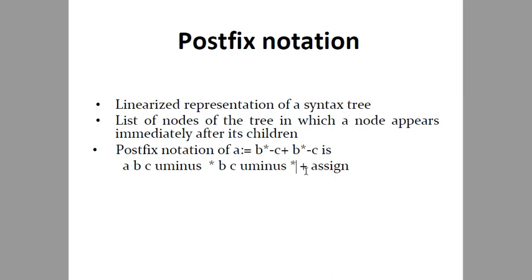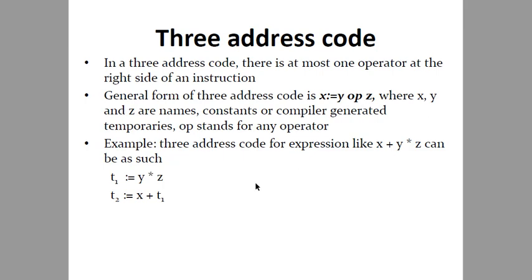The postfix notation is a linearized representation of the syntax tree, and it is the list of nodes of the tree in which a node appears immediately after its children. It's a very simple type of representation. So the first representation was the syntax tree, another form you can consider is the DAG, the next is postfix notation, and the next type of representation is 3-address code.